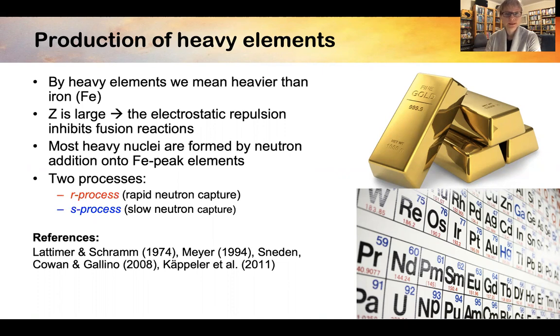Now, two processes were identified in nature. These are the rapid neutron capture process, and there will be other lectures on the R process, and also the S process. And between these two processes, we think they make roughly half of the elements heavier than iron each. So my focus will be here on the slow neutron capture process. I've put a couple of references about both processes, but I'm sure the lectures on the R process will provide you with more about those.